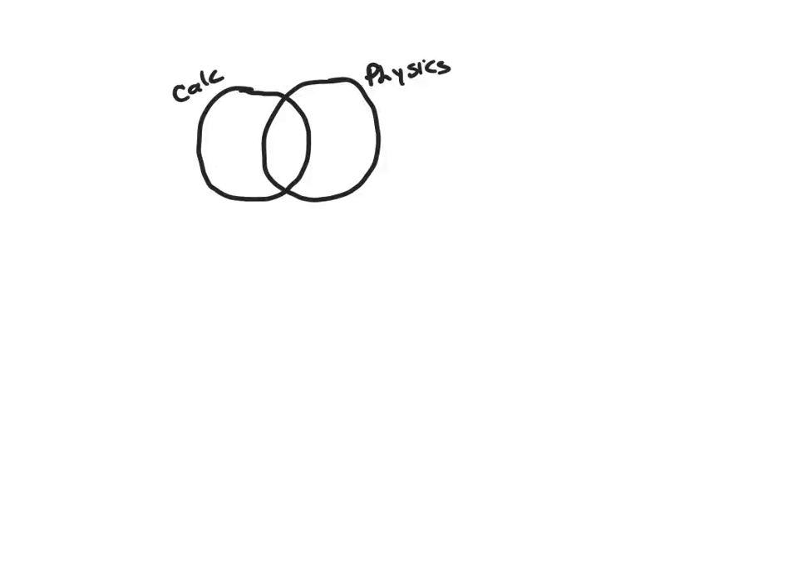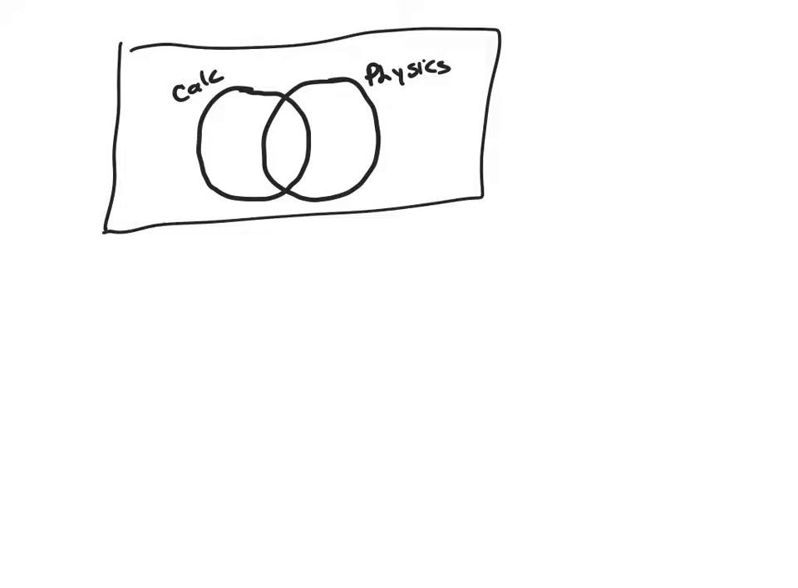I'm going to use a Venn diagram because I have an intersection. So 80% of the seniors are taking calculus. So 80 students are taking calculus. 60% of the seniors who are taking calculus are also taking physics.